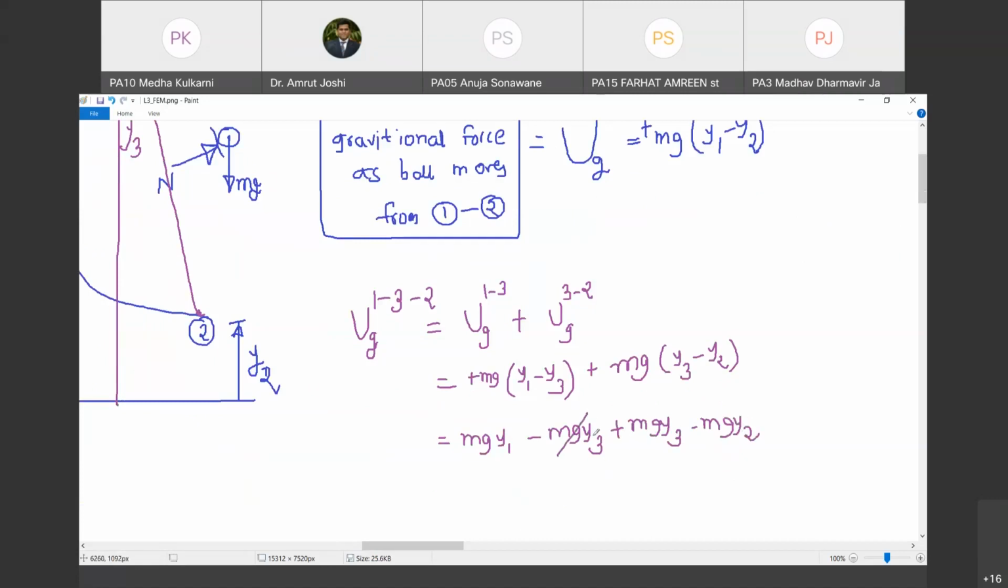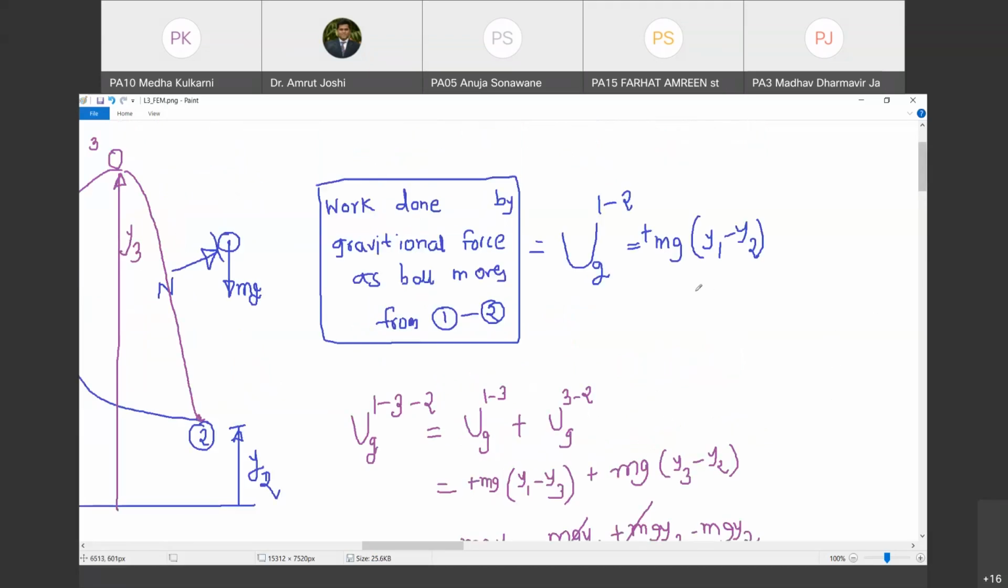What happened, tell me? mg y3 gets cancelled and we get mg y1 minus mg y2, that is mg (y1 minus y2). Right? Yes sir. Is it exactly the same as this? Yes sir. What is your observation? Stunning observation. The ball can go to the other end of the universe and come back, as long as its initial position and final position are the same. The work done by gravitational force is independent of the path. It depends only on the initial and final position. Do you agree with me?